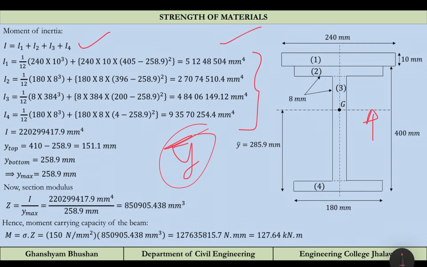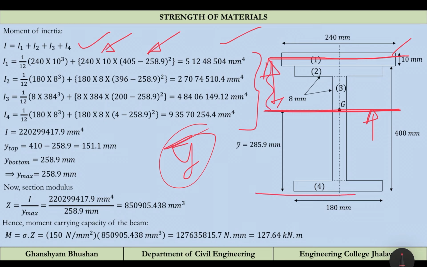So first is BD cube by 12 about the centroidal axis of that particular beam. The moment of inertia is BD cube by 12, where B is 240 and D is 10. But the centroidal axis of this composite section is this one. So we have to apply the parallel axis theorem, which states the moment of inertia about this axis plus area, 240 into 10, multiplied by the distance between the two axes.